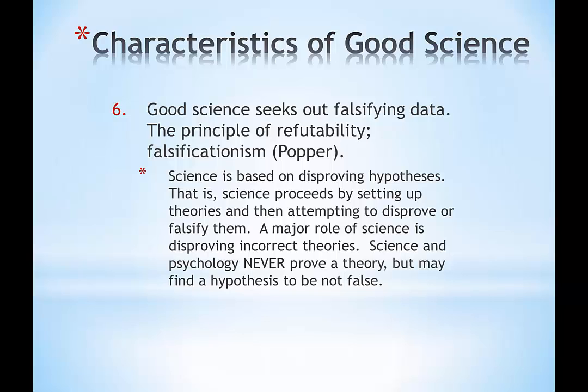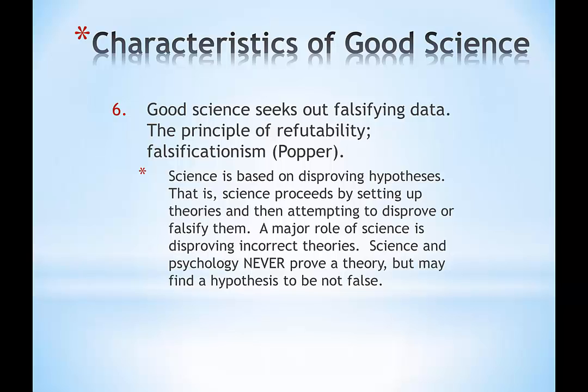So here it is one more time. Science is based on disproving hypotheses. That is, we set something up and we intend to falsify it. We tend to reject the null. If we reject the null, it means we found something. A major role of science is disproving incorrect theories. Science and psychology never prove a theory, but we may find a hypothesis to be not false.